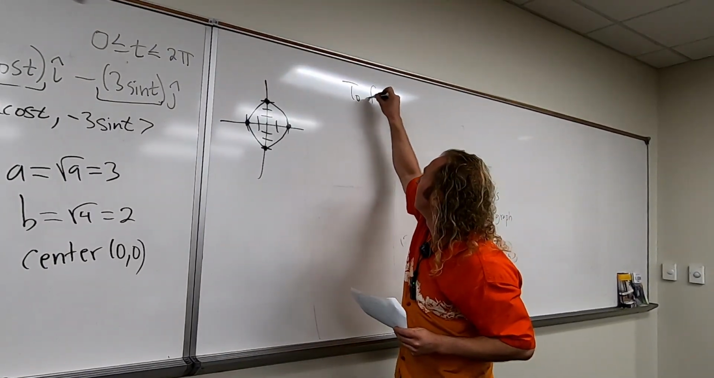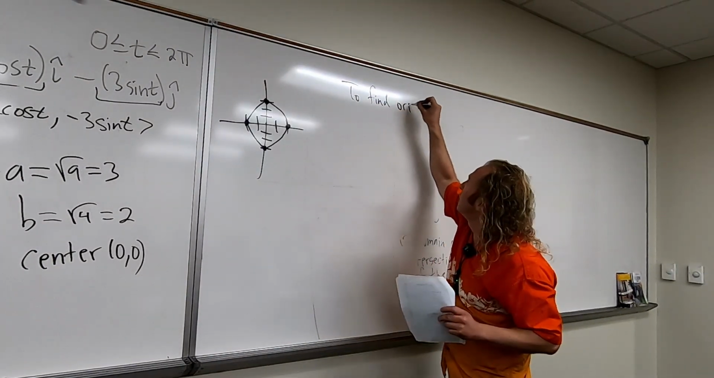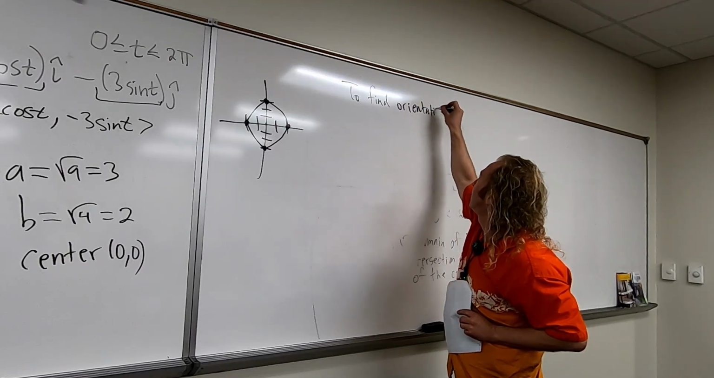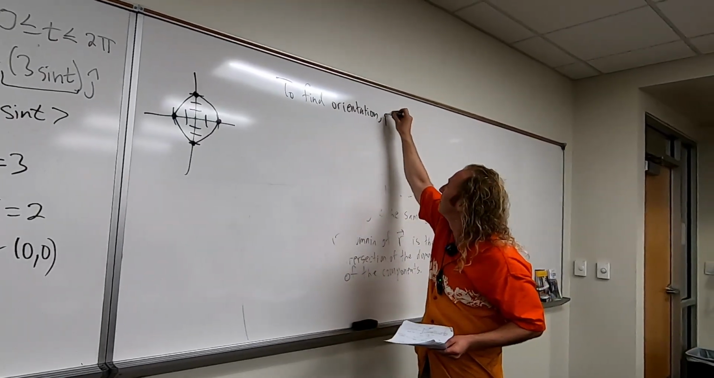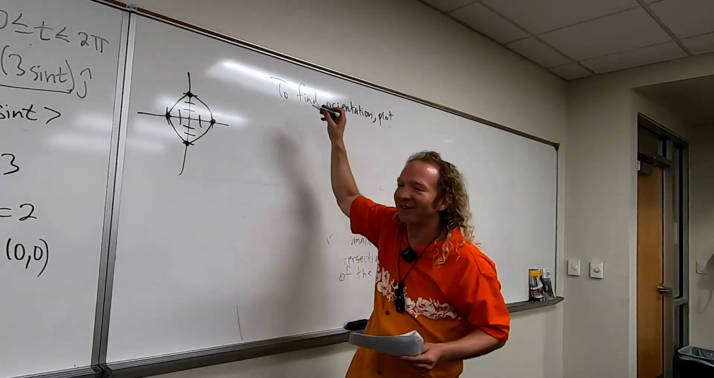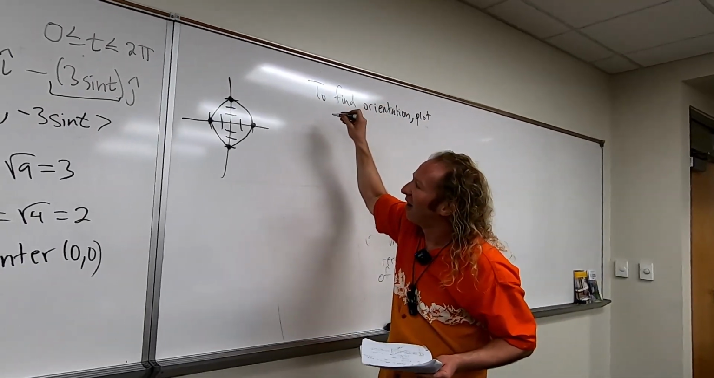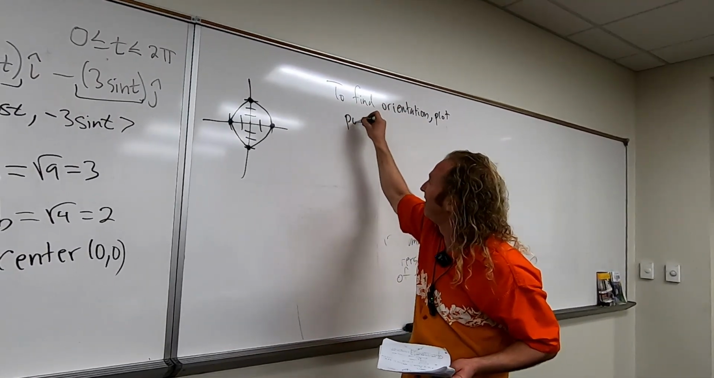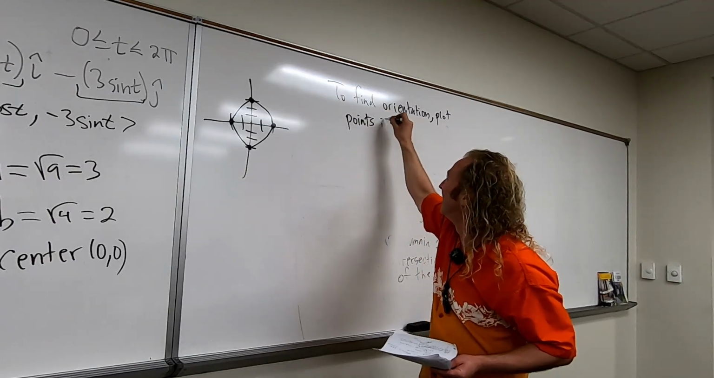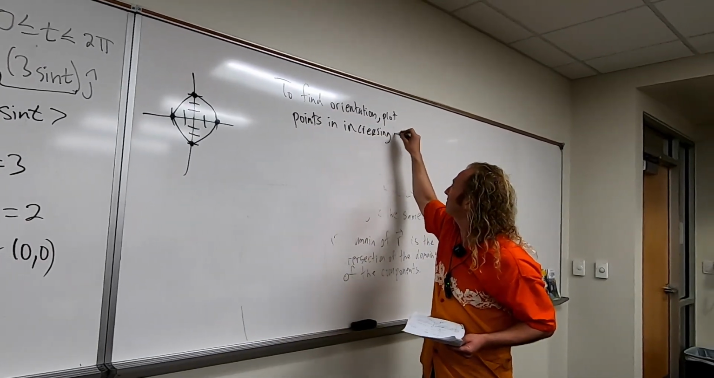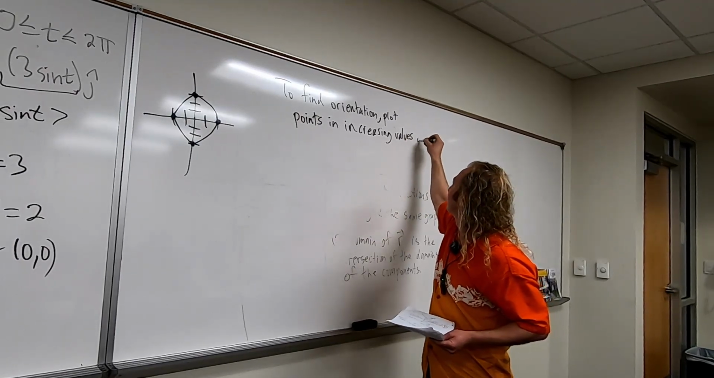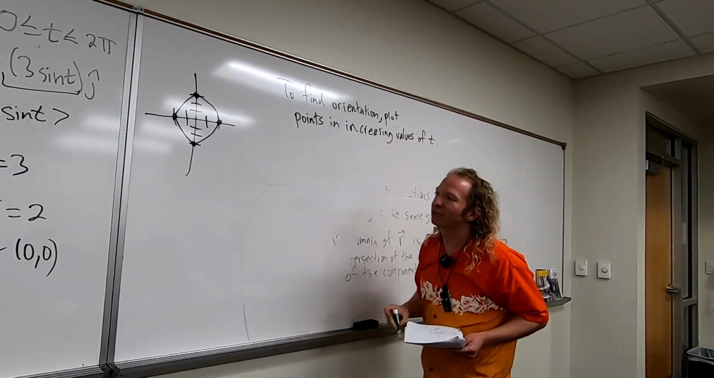To do it by hand, to find the orientation, I'll write down the step. And again, you will not have to graph on the test. This is just because you're supposed to learn stuff. So to find orientation, plot points in increasing values of t. I'll show you how to do that.